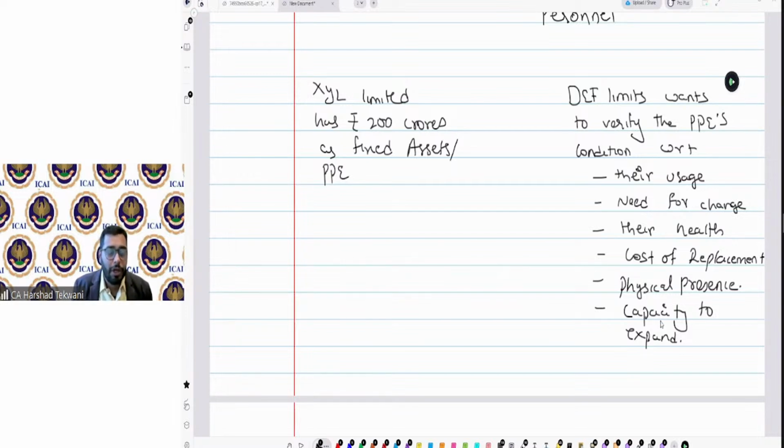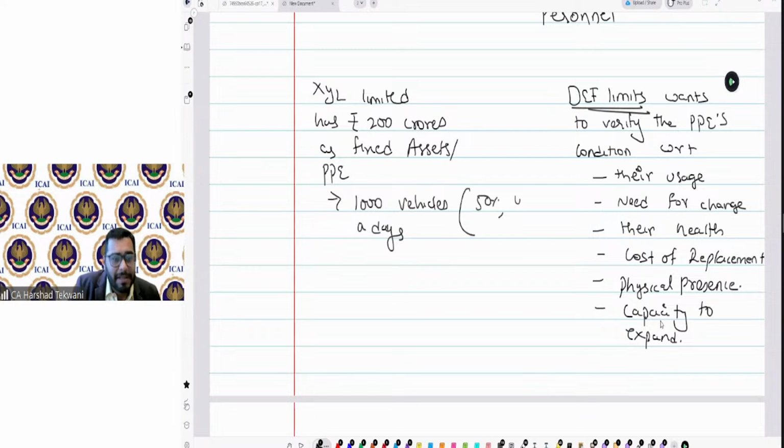For example, their usage. Currently, the PPE or plant, property, equipment for manufacturing vehicles was limited to only 1,000 vehicles a day. So DEF Limited would verify whether actually 1,000 vehicles are being produced on a daily basis, or they are operating at 50% capacity, 40% capacity, or at what capacity they are operating on an average in a month, in a day, or in a year.